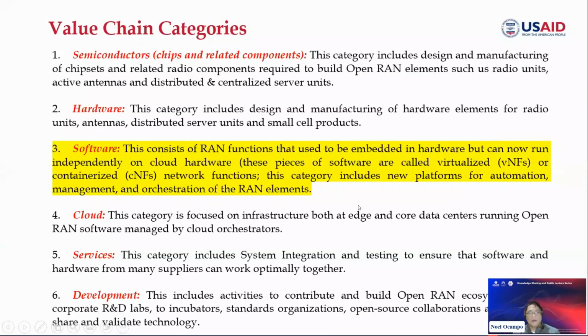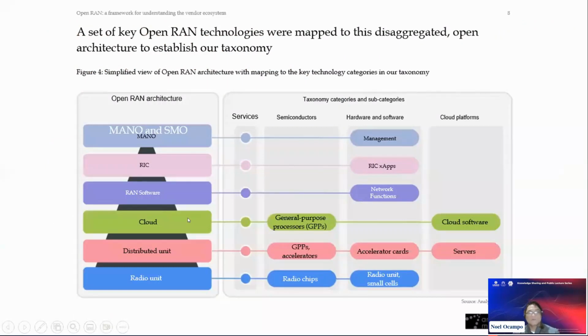My discussion will be focused on the software category. As you can see, the value chain categories are defined, but they were also already discussed in the previous presentation of the two good speakers. This is just a review of what they have discussed previously. Engineer Paga also showed this taxonomy. This is the Open RAN architecture itself, and he already discussed most of it.